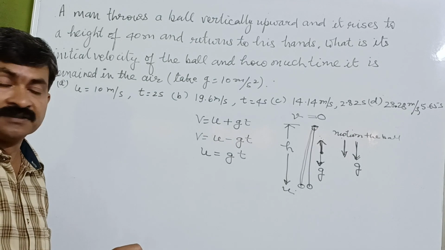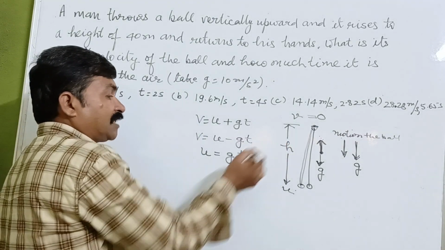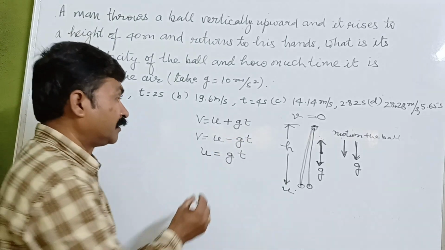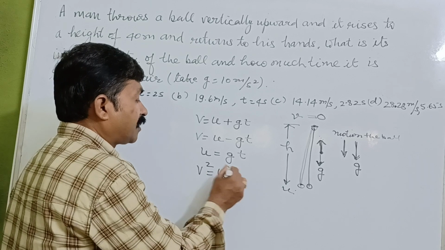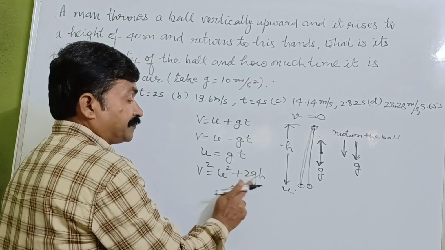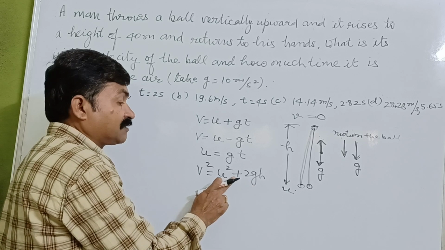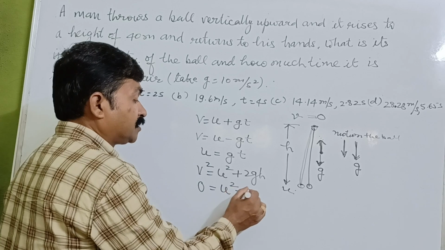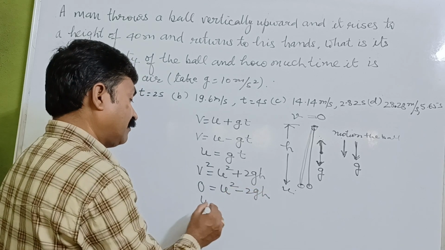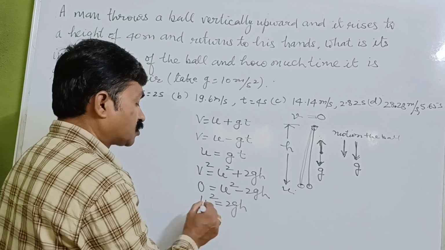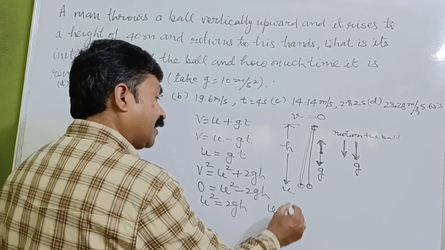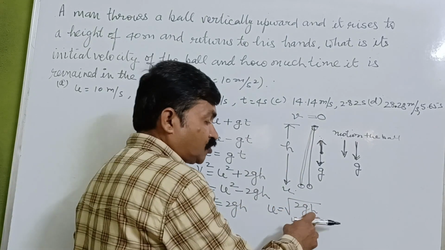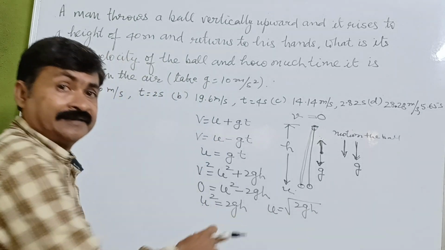If you know the value of g and the time, then you can determine the initial velocity. But here in the question the height is given, so we can use another equation, the third equation of motion, which is v² = u² + 2gh. Here we have to take the value of g as negative, because final velocity is going to be 0, so 0 = u² - 2gh. So u² is equal to 2gh, and u will be the square root of 2gh.